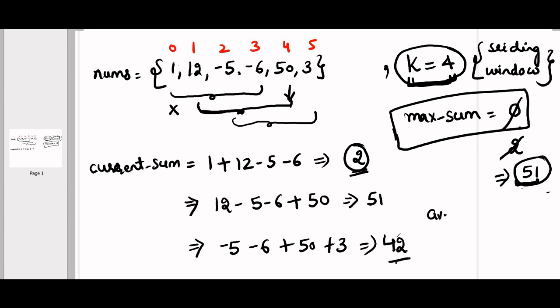Now we have to find the average. What would be our average? Sum divided by the size of the window, which is 4. So the output would be 12.75. So this will be your output.